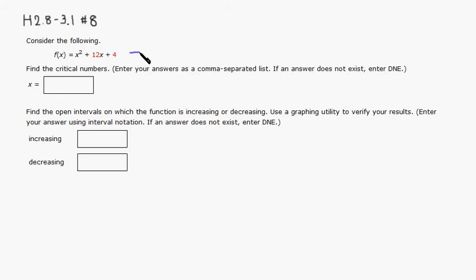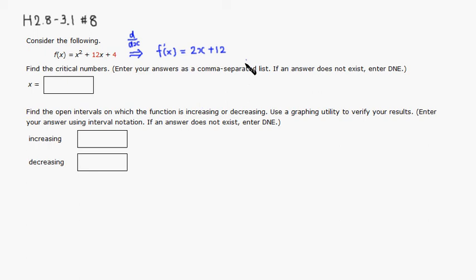So we take the derivative of this function with respect to x. The derivative is f prime of x is equal to, derivative of x squared is 2x, and derivative of 12x is 12, so plus 12, and derivative of 4 is 0, so I'm not going to write it down.